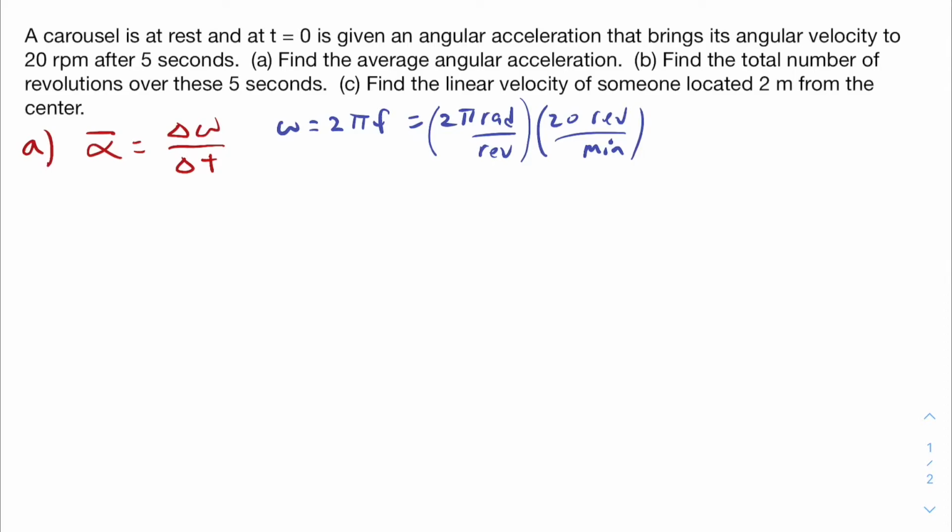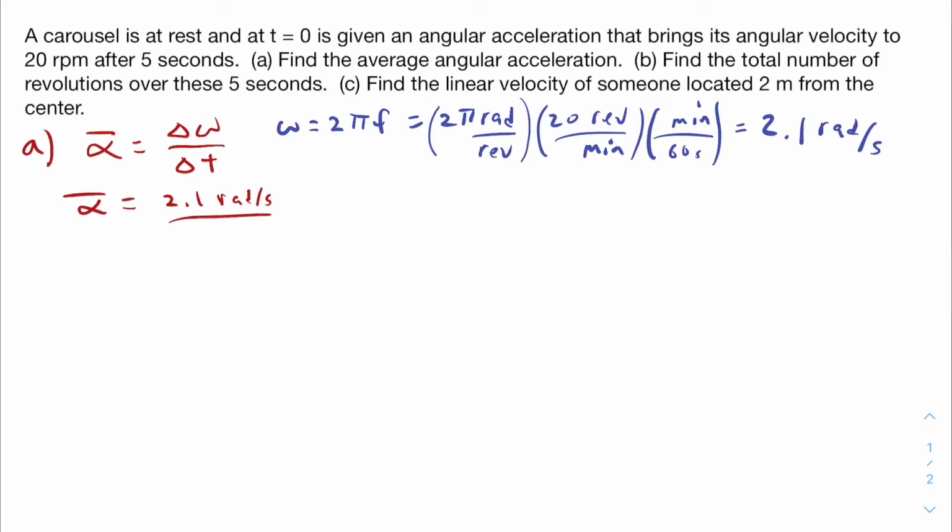We can substitute 20 revolutions per minute multiplied by 1 minute over 60 seconds into this formula. We need to multiply the 20 revolutions per minute by 1 minute over 60 seconds since the frequency must always be in terms of revolutions per second. Plugging everything into this formula, we find that the change in angular velocity is equal to 2.1 radians per second. Now going back to the average angular acceleration formula, we can plug 2.1 radians per second in for the change in angular velocity and 5 seconds in for the change in time. This gives us a final value of 0.42 radians per second squared for the average angular acceleration.